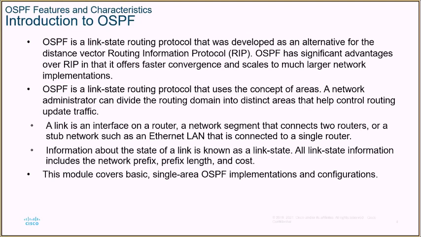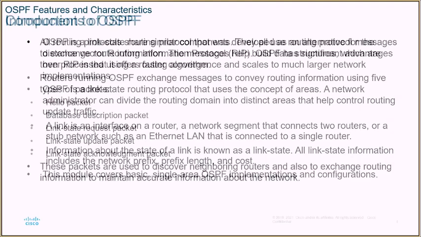And so a link is an interface on a router, a network segment that connects two routers, or a stub network such as an Ethernet LAN that is connected to a single router. The information about the state of a link is known as its link state. All link state information includes the network prefix, length, and cost. This module covers basic single area OSPF implementations and configurations.